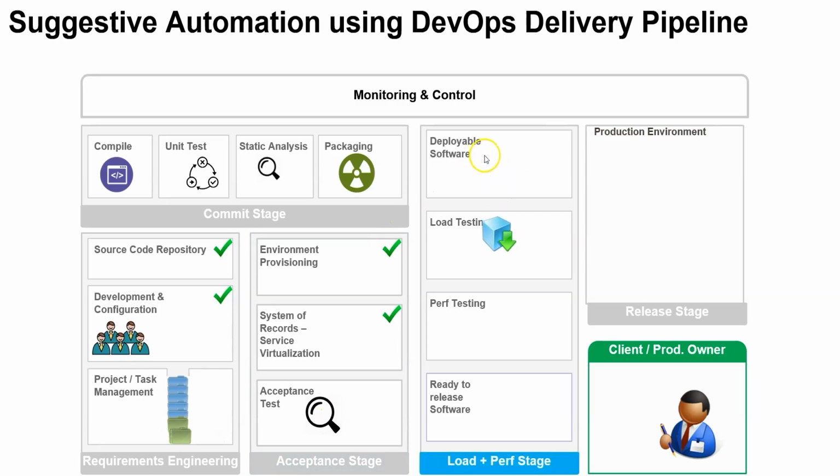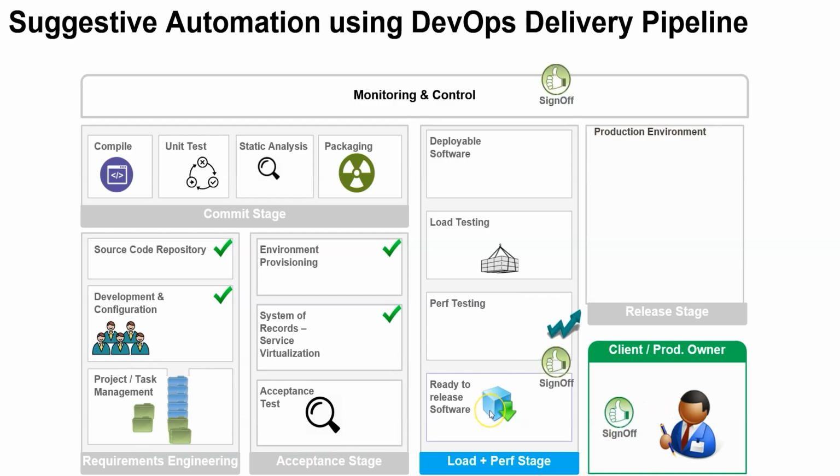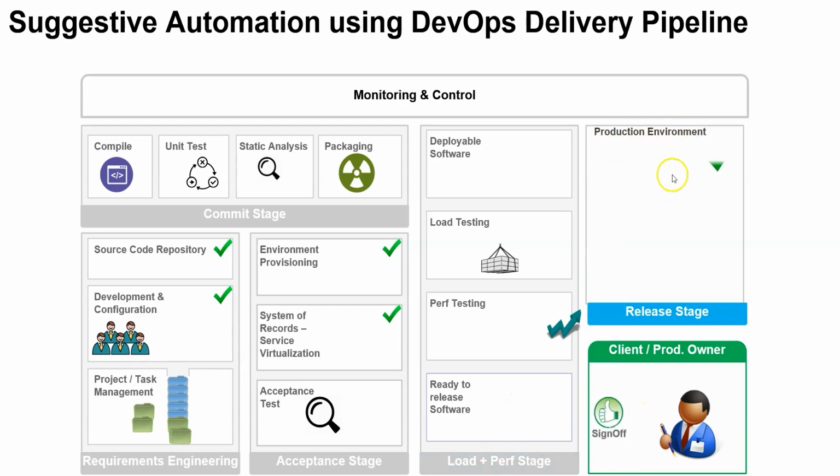It becomes a deployable software. Then load testing. Then performance testing. Once it is done, it will go under as ready to release software. So once it is ready to release software, it will go to the customer sign off. If the customer agrees, it will go and deploy into production. This is how the flow will happen.